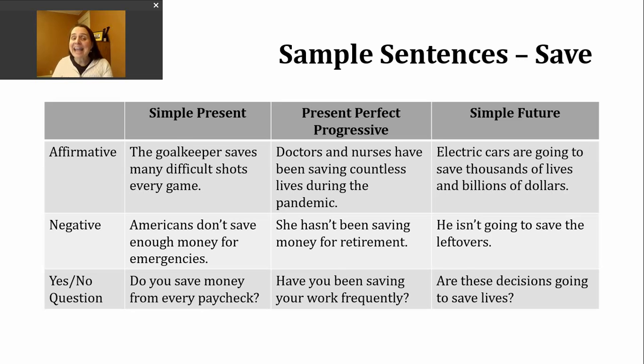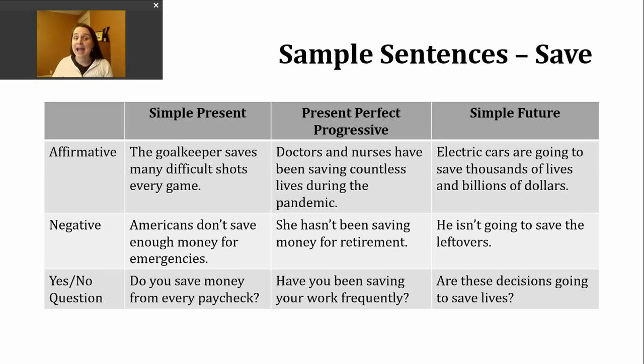If I want to make a negative sentence in the simple present, I'm going to use do not and then the base verb. That will be with the subjects I, you, we, and they. But if my subject is he, she, or it, I'll use does not and the base verb. So there's no S on the verb in the negative. Let's look at another example. Americans don't save enough money for emergencies. Again, this is that idea of storing a particular resource, in this case money, for the future.